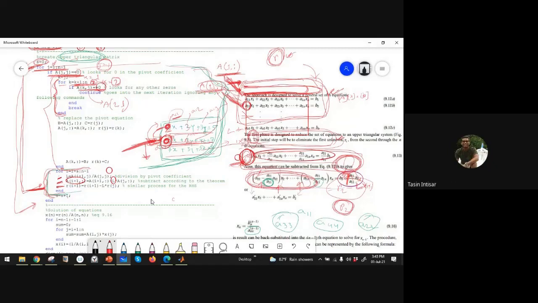So if this is equal to 0, then it will enter here. That means if this is equal to 0, I need to skip this second equation also. I need to go for the third equation. That's why it will continue.